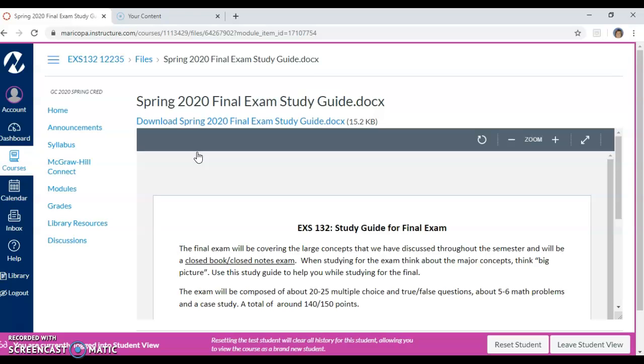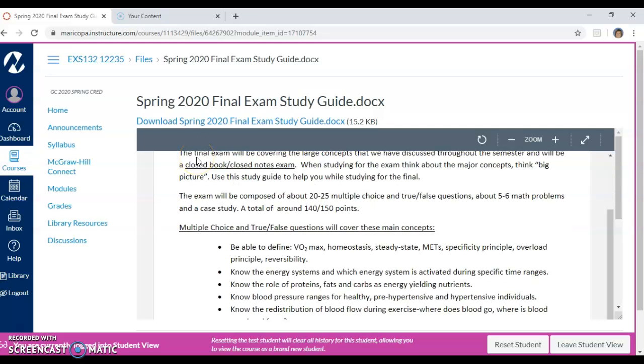It is between 20 and 25 multiple choice true-false questions. That will be in one section. And then another section of the exam will include a few math problems and a case study. The final exam is between 140 and 150 points total. So just kind of on trend with what the other exams in this course have been thus far.